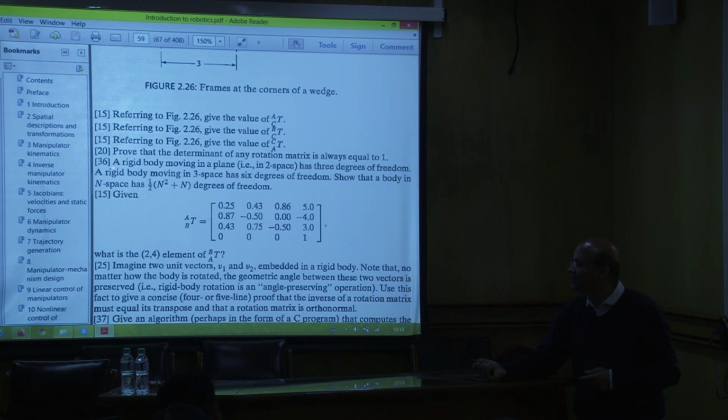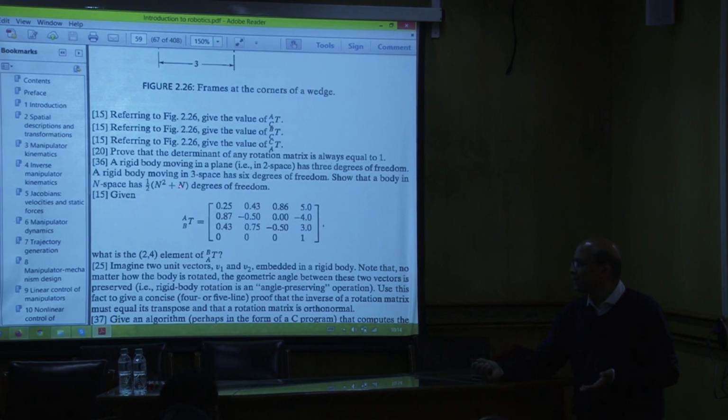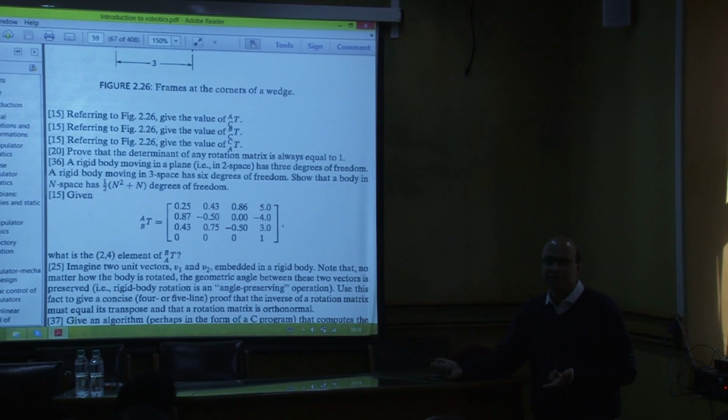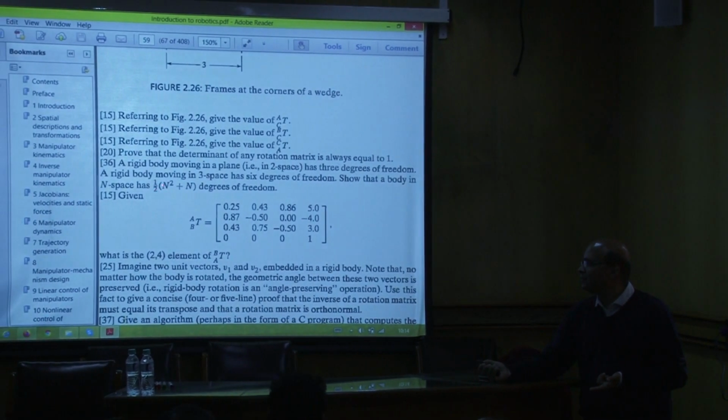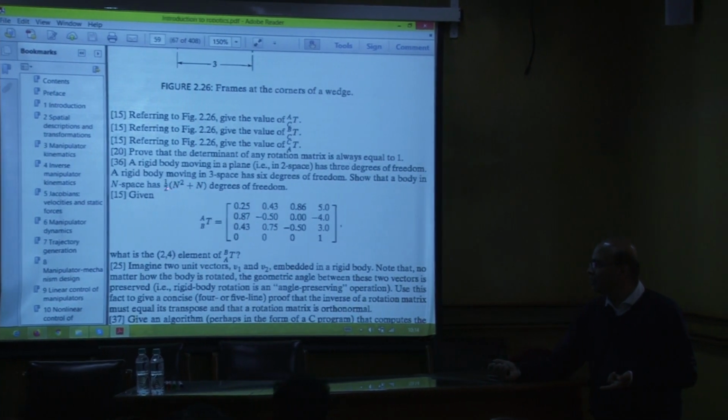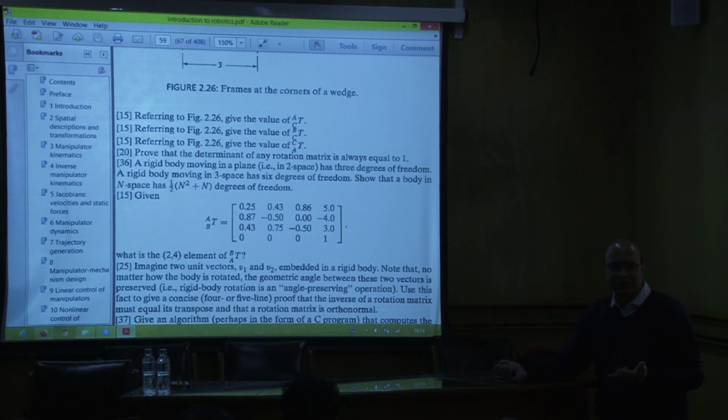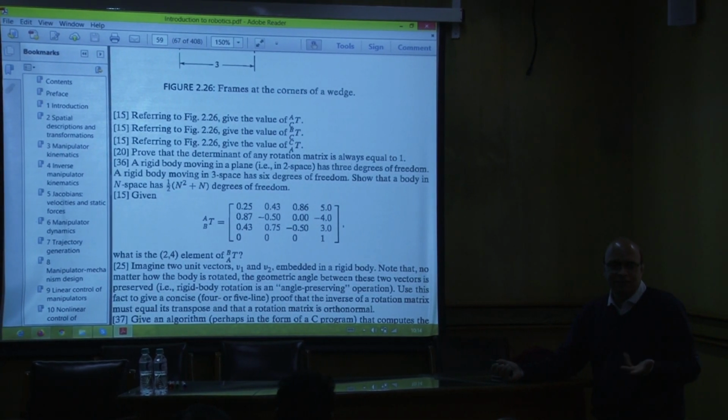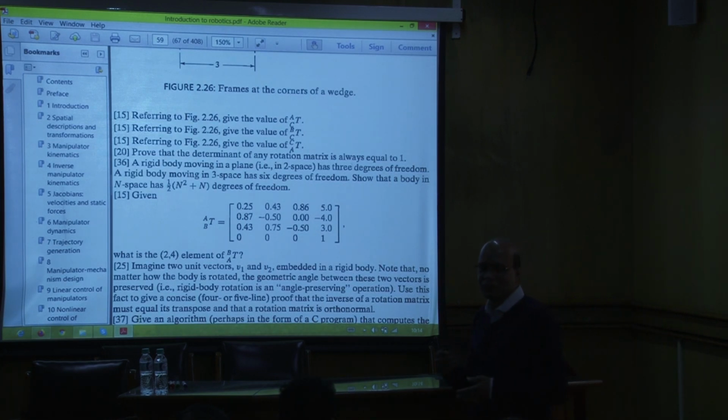You can try and see that. So if n is the degree of freedom of the space, we are talking of degrees of freedom here. If n is the dimension of the space, then for a body in n-dimensional space, the degrees of freedom is half n squared plus n. It has that many degrees of freedom. So if you put n equal to 1, you'll get 1. If you put n equal to 2, you'll get 3. But why is it like that? Can you physically interpret that and understand why?